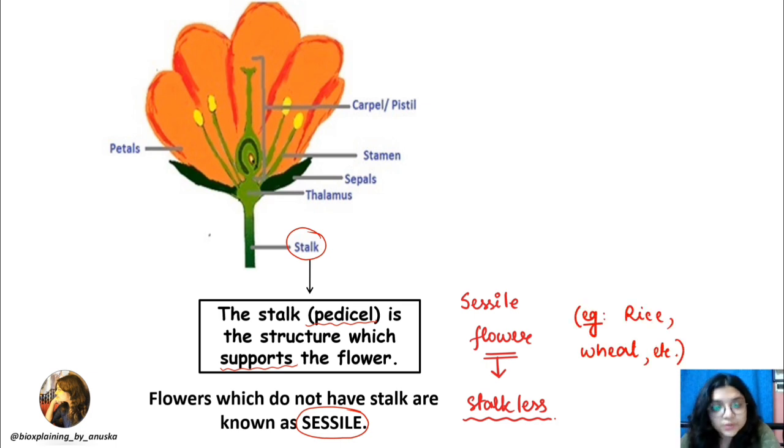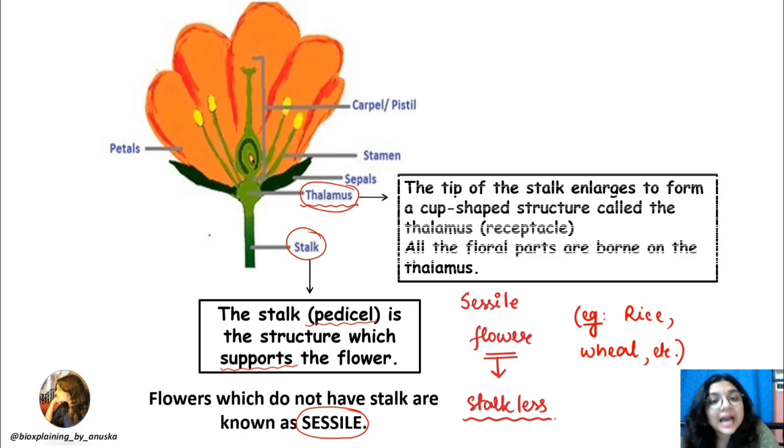The second part that we are concerned about here is the thalamus. So what is the thalamus? The thalamus, which is also known as the receptacle, is that part of a flower which basically supports all the other parts of the flower. We mean to say that all other floral parts, whether sepals, petals, male part, female part, whatever is present, all the parts are borne on this thalamus. So this thalamus is basically like the stalk getting up, and then the stalk is enlarging like this in the form of a cup. That is what we call the thalamus.